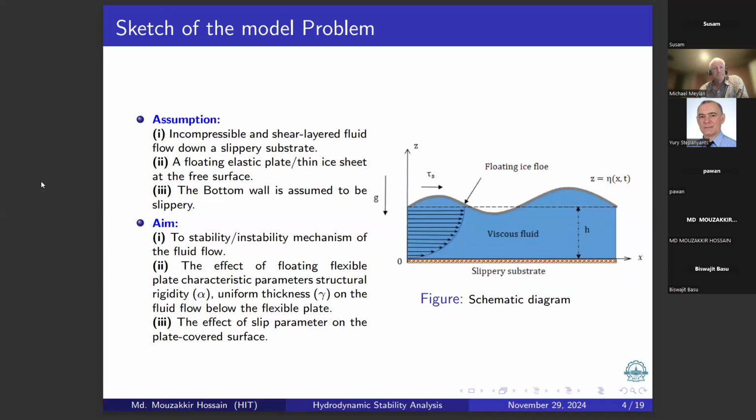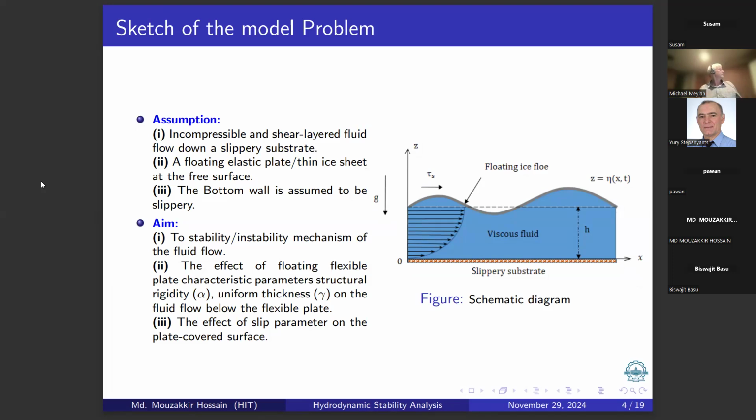So this is the shear layered fluid model, in the Cartesian coordinate system. This fluid is not flowing due to gravity. It's flowing due to the air shear from the surrounding air. At the free surface, we have considered the floating elastic plate, and z equal to eta(x,t) is the thickness of the fluid flow, and h is the mean film thickness, and g is the gravity which acts downwards.